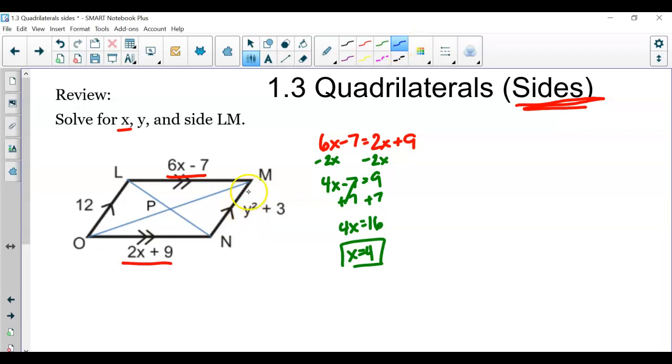Well, y is here. So y squared plus 3. So again, opposite side. So I'm going to go ahead and use that value of 12. So y squared plus 3 is equal to 12. So now solving for y, well, you should have subtracted 3 first. Now I've got y squared is equal to 9. Then just take the square root. Now before, when we solve these, you would say positive negative 3.